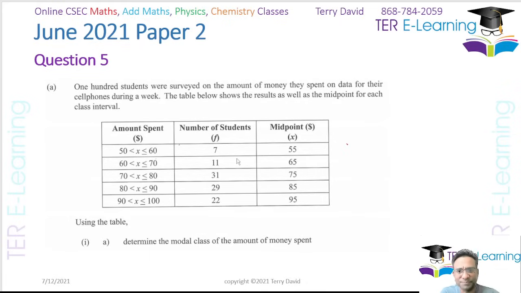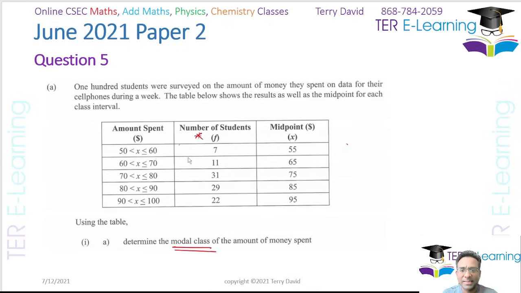Okay, so whenever they ask you for the modal class, right? Now your mode corresponds to your highest frequency. Now notice here, they said number of students, and this really represents the frequency. Now, whenever they give you a table in the exam, you need to try to interpret the table.